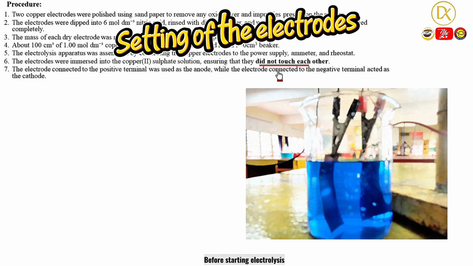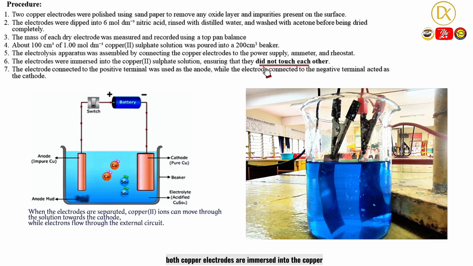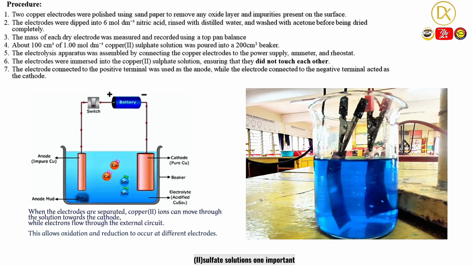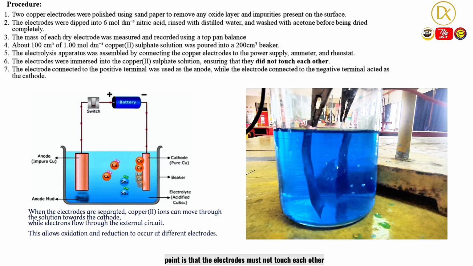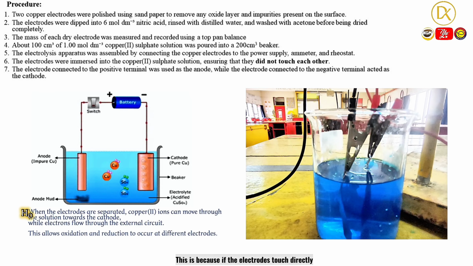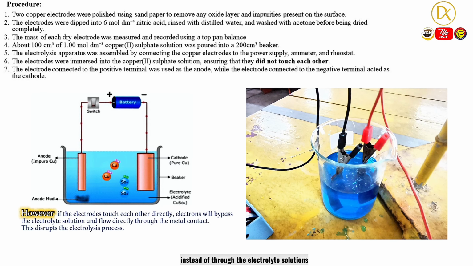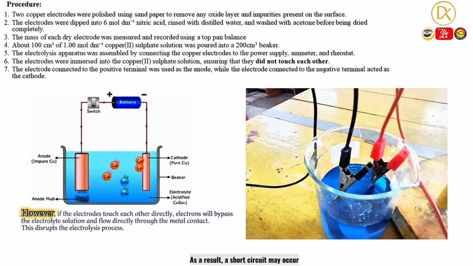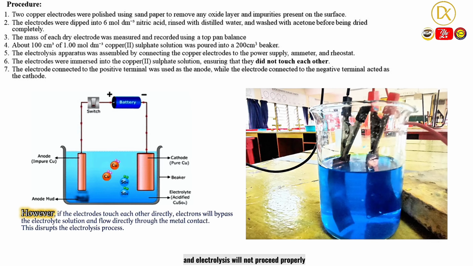Before starting electrolysis, the positions of the electrodes must be arranged carefully. Both copper electrodes are immersed into the copper(II) sulphate solution. One important point is that the electrodes must not touch each other. This is because if the electrodes touch directly, electricity will flow through the metal electrodes instead of through the electrolyte solution. As a result, a short circuit may occur and electrolysis will not proceed properly.